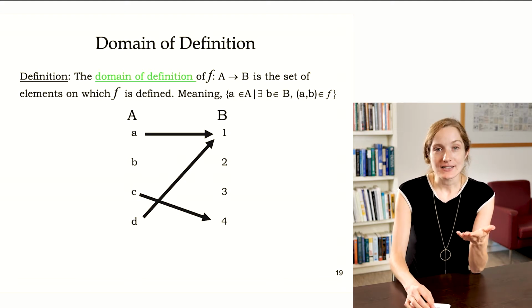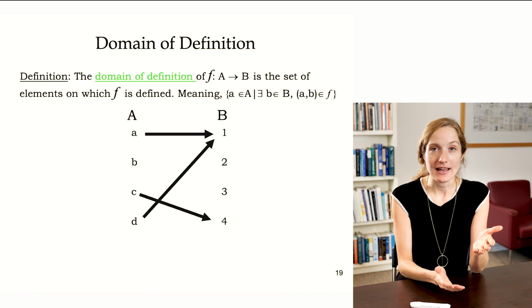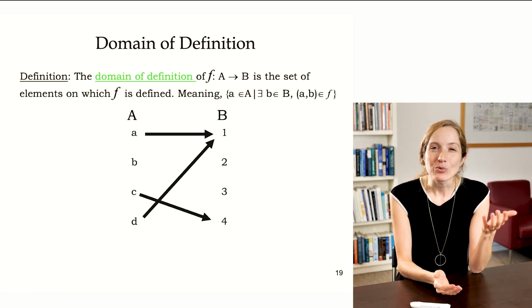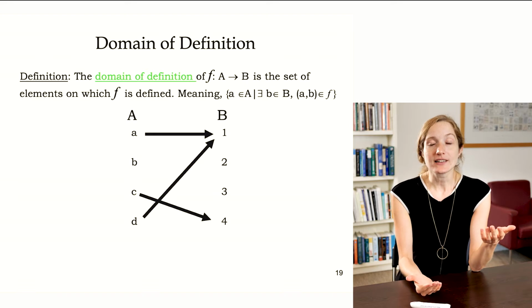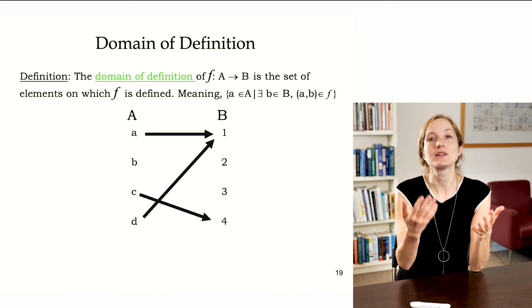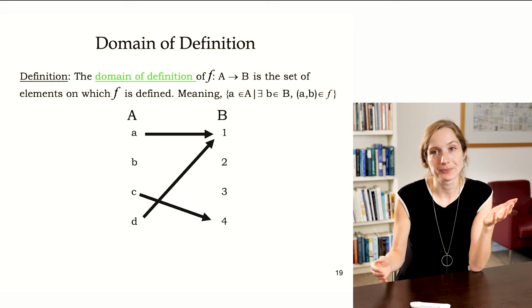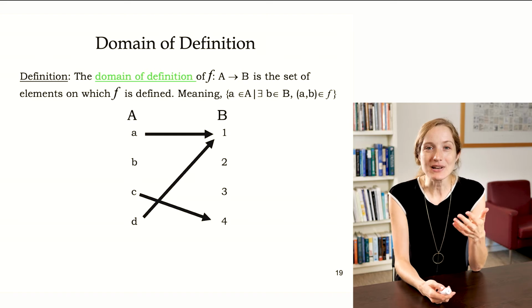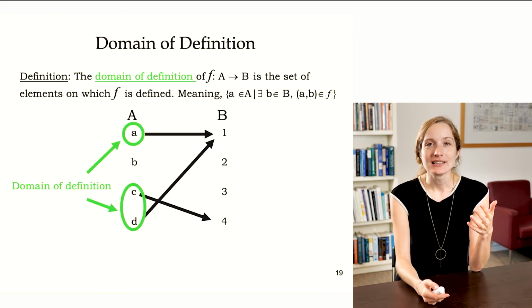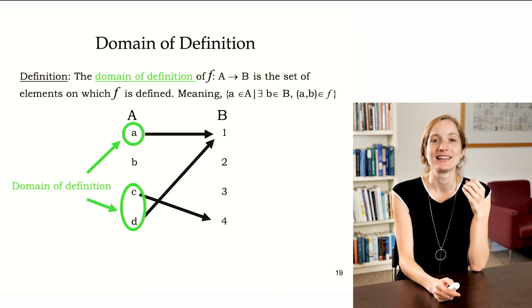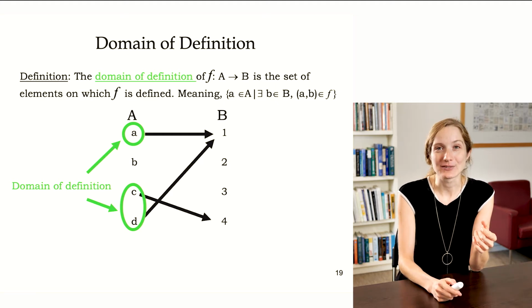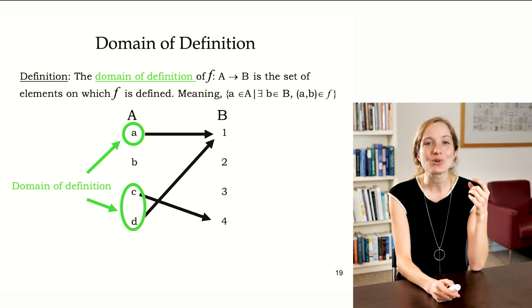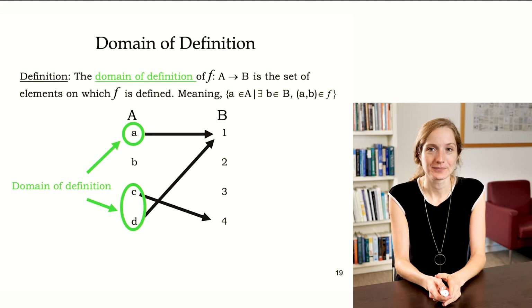Note that here there's an element b that doesn't have any arrow coming out of it. What does that mean? That means that f is simply not defined on the element b. If I plug in b, I don't get any valid output. Putting this together, for this function the domain of definition is a strict subset of capital A, which includes only a, c, and d.